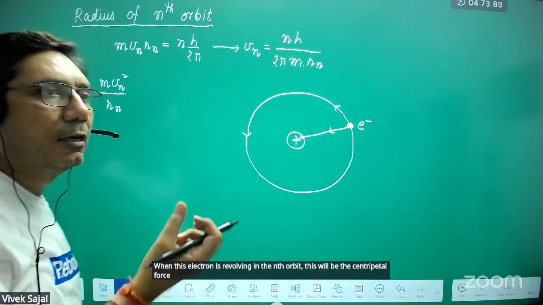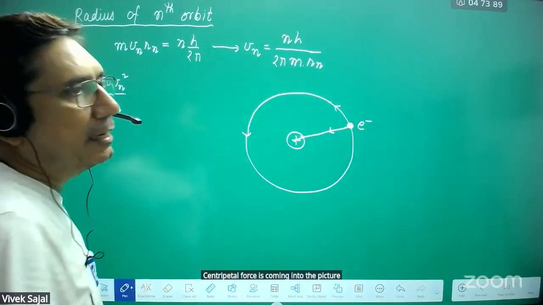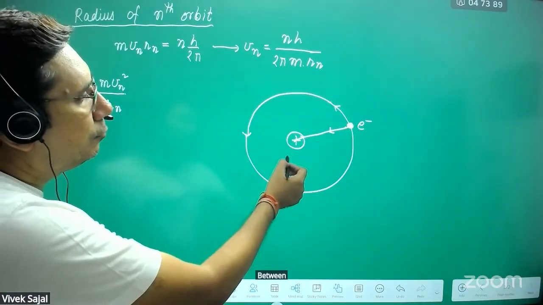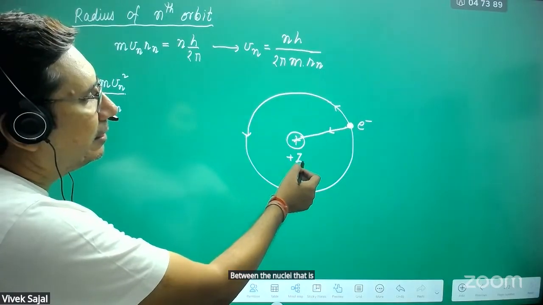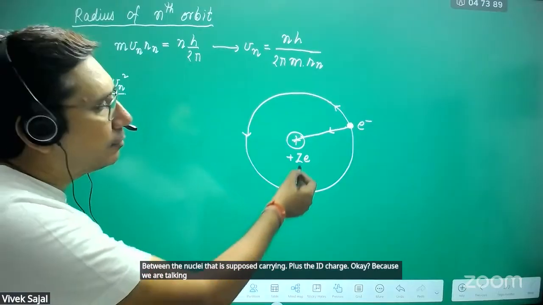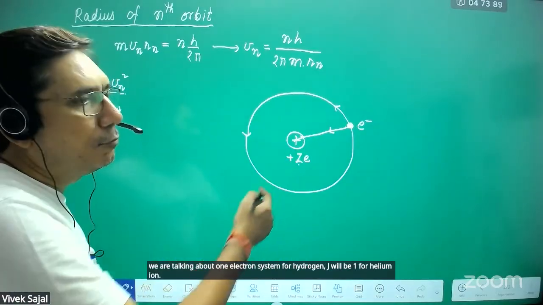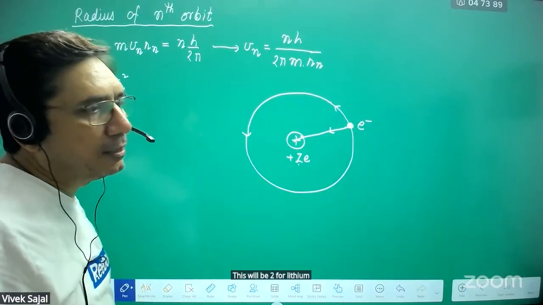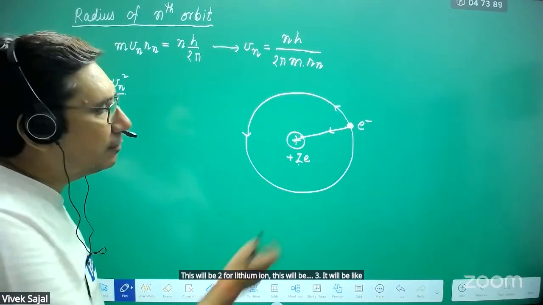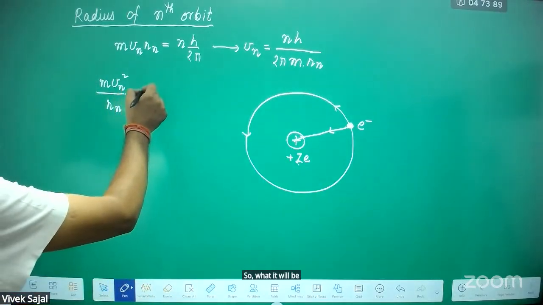From where is this centripetal force coming into the picture? By the electrostatic attraction between the nuclei that is carrying, suppose, plus Ze charge. Because we are talking about a one electron system. For hydrogen, Z will be 1. For helium ion, this will be 2. For lithium ion, this will be 3. So that's why I'm writing it as plus Ze.